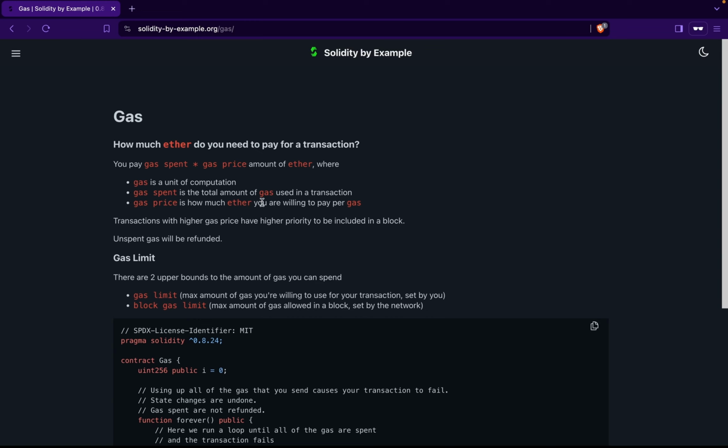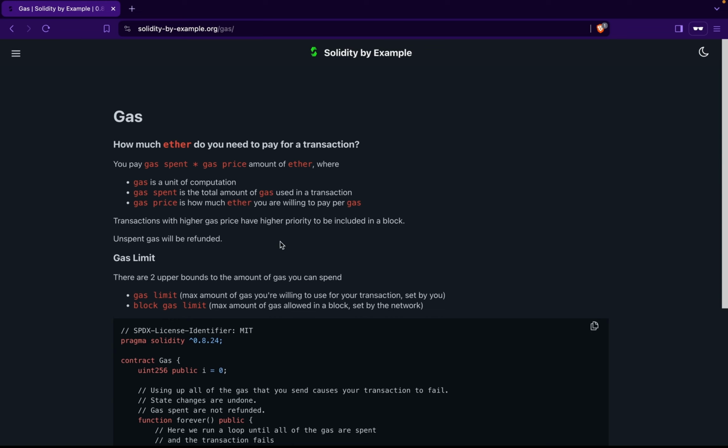Gas spent is the total amount of gas used in a transaction, and gas price is how much ether you are willing to pay per gas. So let's say you require 500 gas to execute a transaction, and the price you have set is 0.1 ether per unit of gas. So you'll end up paying 50 ether for that particular transaction. Now, this is a very high value, but I have taken that for ease of understanding.